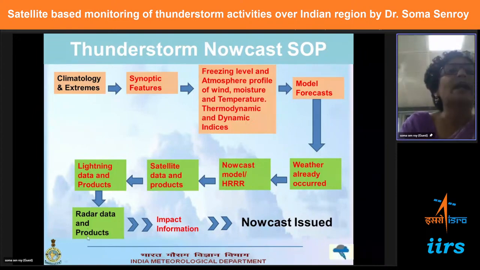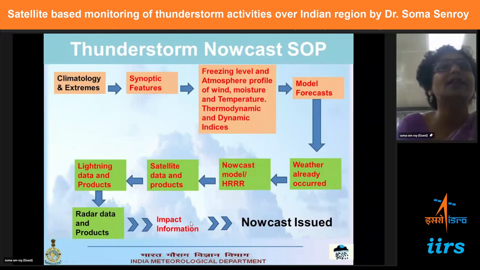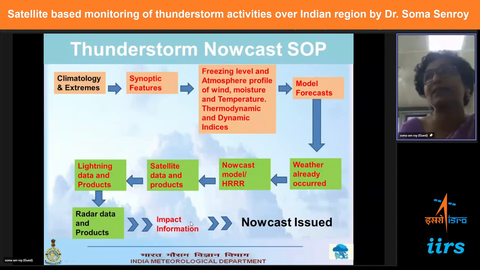The last block is in black because this is dependent only on radar data, which gives you an idea of the intensity and quantification of thunderstorms. And finally, impact information. Impact information, we also have to give where there are no observatories. We have to depend on satellite data. And again, I'm telling you, satellite-based damage data is a very important component in deciding the impact matrix of the forecast.